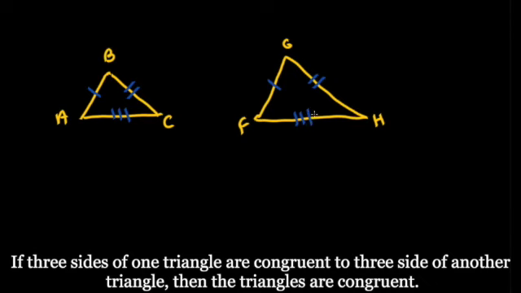So now that we know that the 3 sides of this triangle are congruent to 3 sides of another triangle, we can say that angle A here is going to be congruent to angle F, angle B is going to be congruent to angle G, and angle C is going to be congruent to angle H. And we can say all of this because we know that corresponding parts of congruent triangles are congruent. So all 6 parts of both triangles will be congruent to each other. And this is known by the SSS postulate.